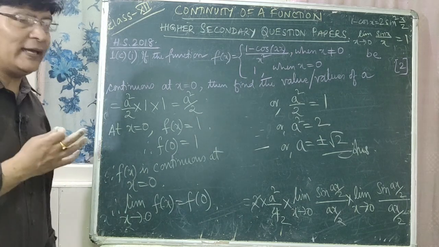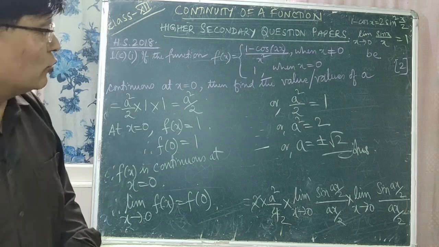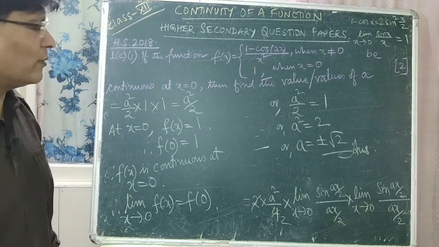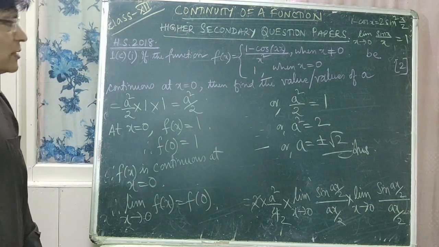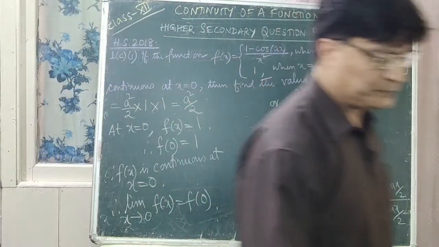So we have got the answer, that is a is equal to plus minus root over 2. So what are the values of a? So a is equal to plus minus root over 2. So I think you have understood it. So you can copy it. We'll do the next question now.